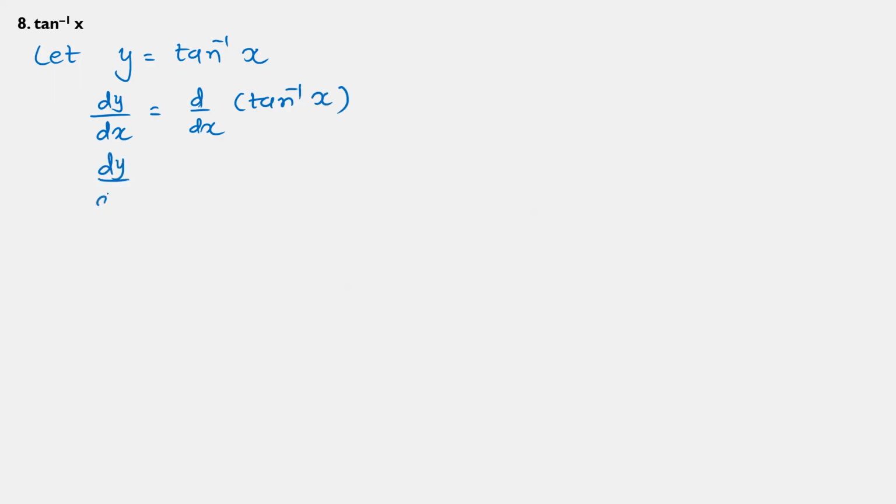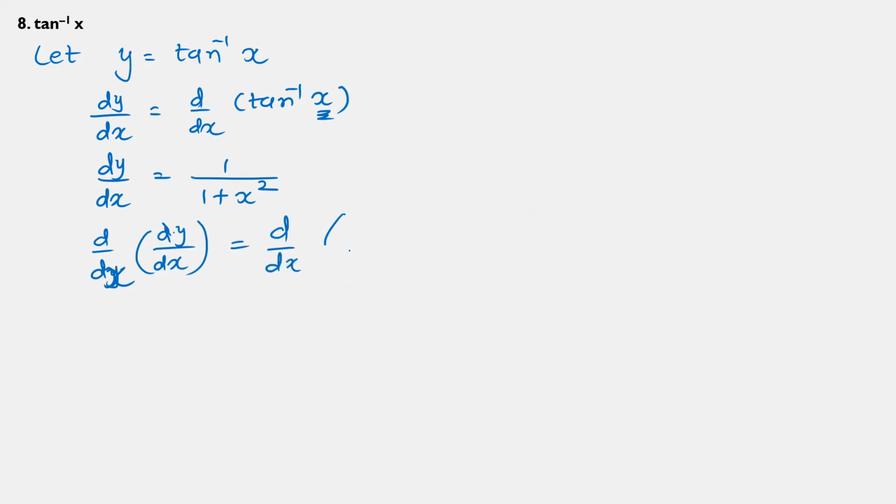This is nothing but a formula, tan inverse x differentiates to 1 by 1 plus x square. This is a direct formula. Since it is x only, not x square or anything else, it's direct x. Again, we have to differentiate both sides because we have to find the second order derivative.